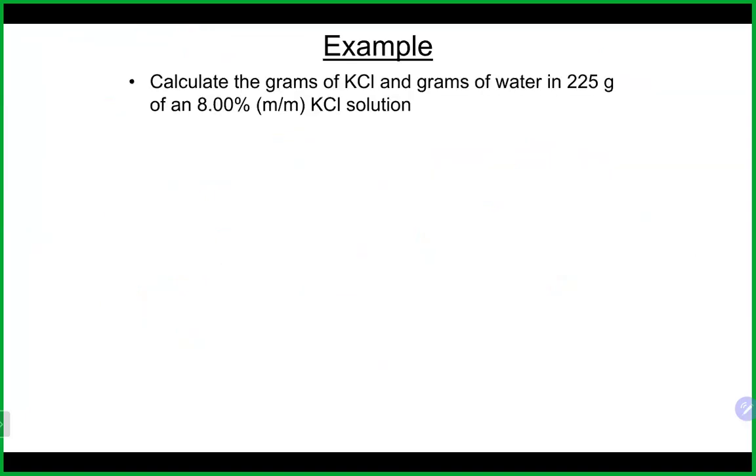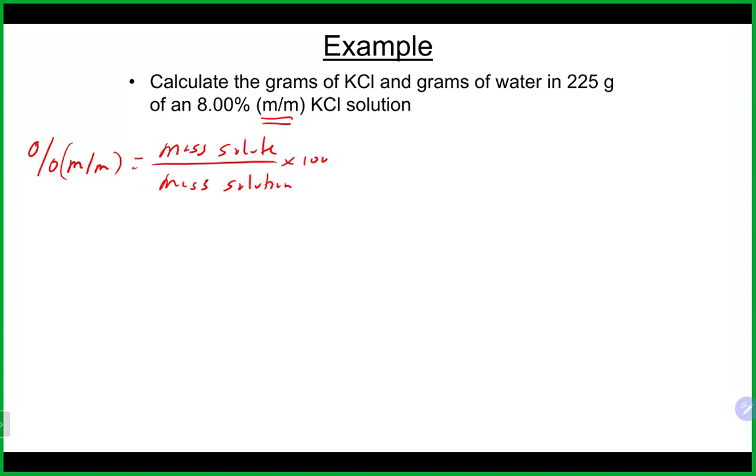All right, one last one here in this percentages. Calculate the grams of KCl and the grams of water in 225 grams of an 8% mass to mass potassium chloride solution. So we're looking for grams of KCl, which is our mass of solute divided by the mass of solution times 100%. Remember, our solution is two things, right? It is the solute plus the solvent, which is important in this case because that's how we're going to get to the solvent part of it. It's kind of tied up in the solution part of it.